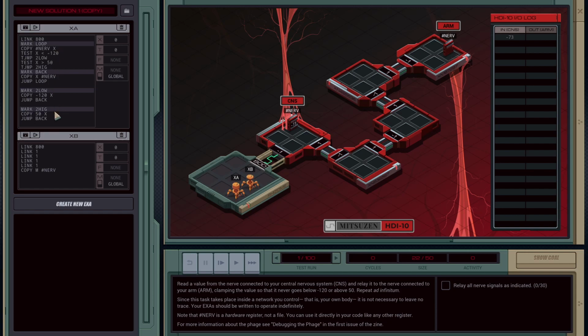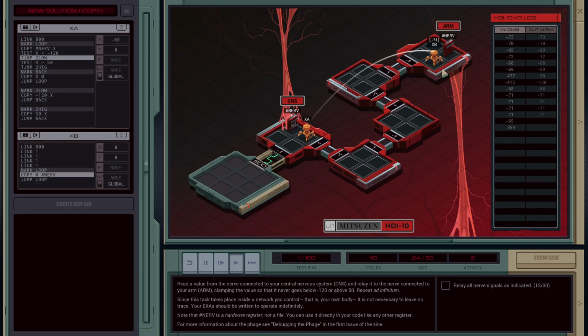But then this has to put in that value. So I guess once it's here, I can just say copy. Oh, yeah, because it's copying it to X. I'll say copy X to M. Okay, I think. Oh, but this guy needs to loop as well. Can I use the same terminology here, like mark loop, because it's a different EXA? Yeah, I think that's fine. And then jump loop.